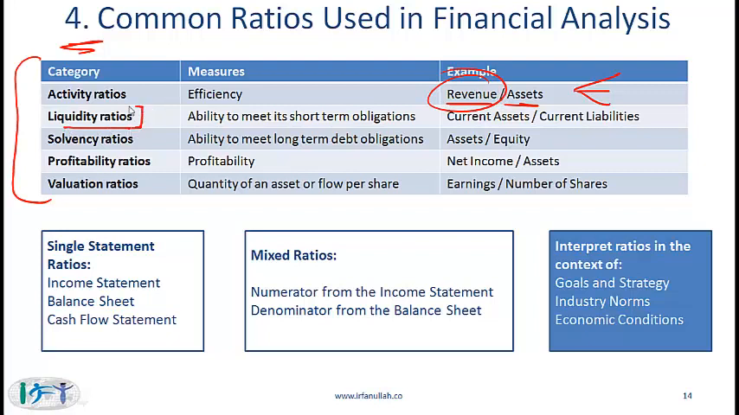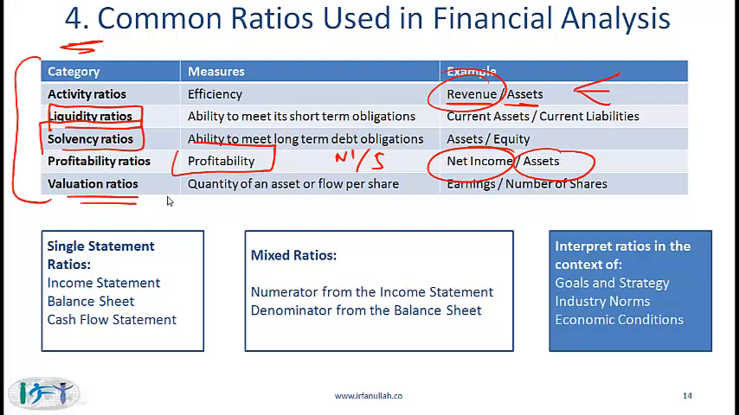Liquidity ratios we have seen before in the reading on the balance sheet. Solvency ratios were also discussed in the balance sheet reading. Profitability ratios we saw briefly in the income statement reading. They tell us about the profitability of a company. Examples would include net income over sales, and here we will also look at mixed ratios where the numerator comes from the income statement and the denominator comes from the balance sheet.